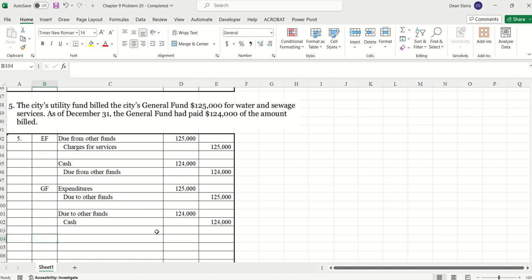Now we have to think about the governmental activities. And in the governmental activities, we are going to have expenses, general government, internal balances, and then cash.